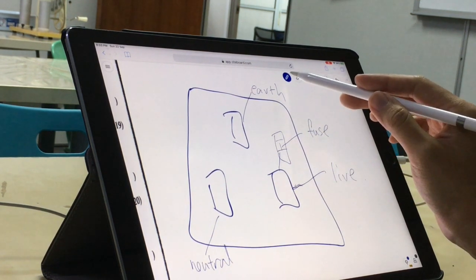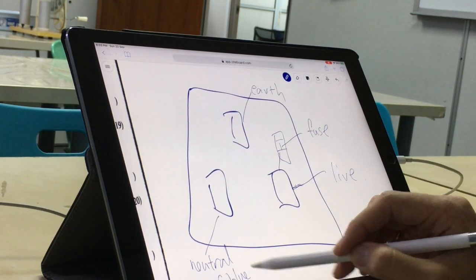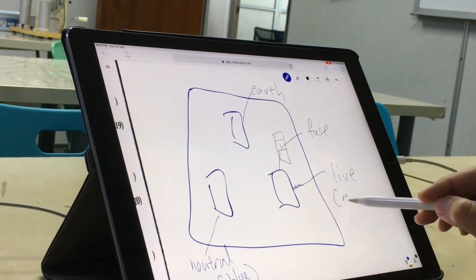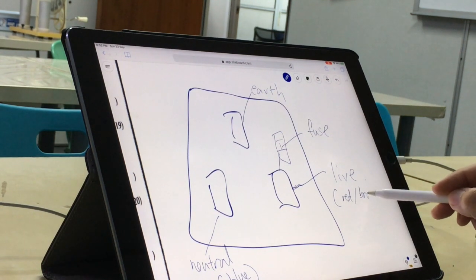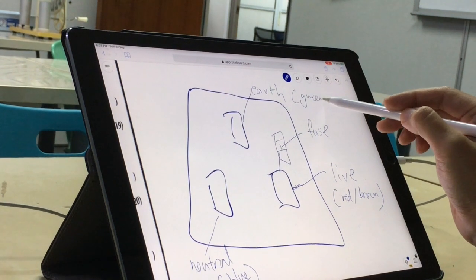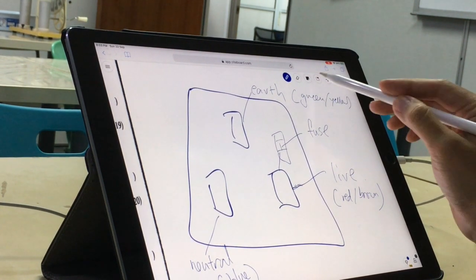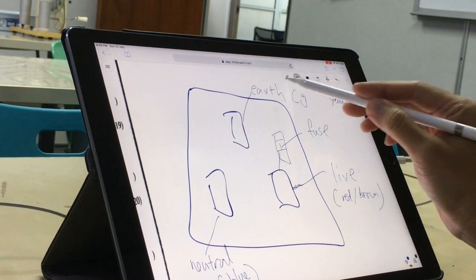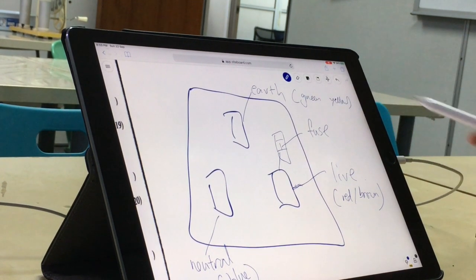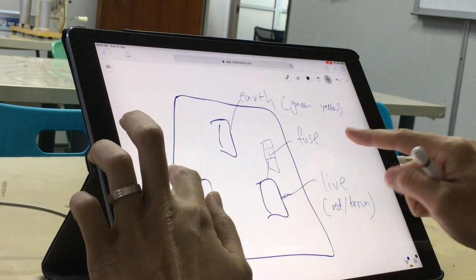And you need to know the colors. The color of neutral is blue. Live is red or brown. Earth is green and yellow. Right, so there's more to talk about for this part.